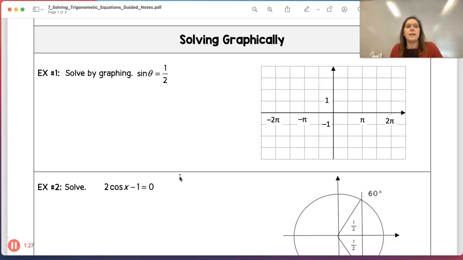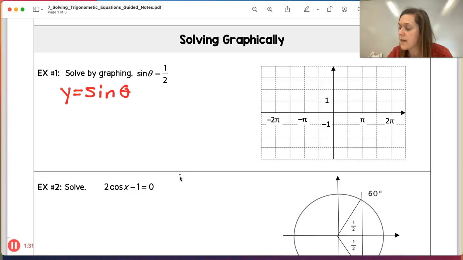I'm going to be using the unit circle a lot, so you're going to want to have that accessible. For example 1, we want to solve by graphing the equation sine of theta is equal to 1/2. When solving by graphing, using your calculator or by hand, you graph the left side and the right side separately, and then see where they meet. Remember our sine curve: it starts at the origin, max, intercept, minimum, intercept, and keeps following that pattern.